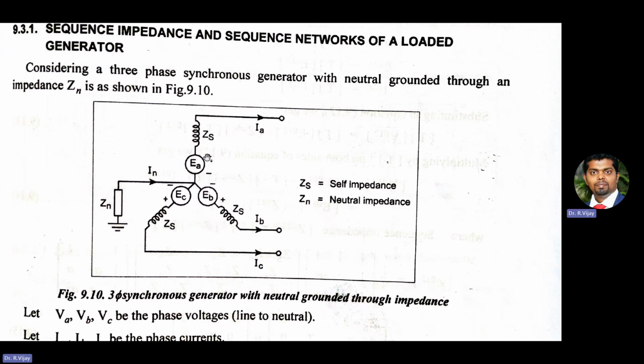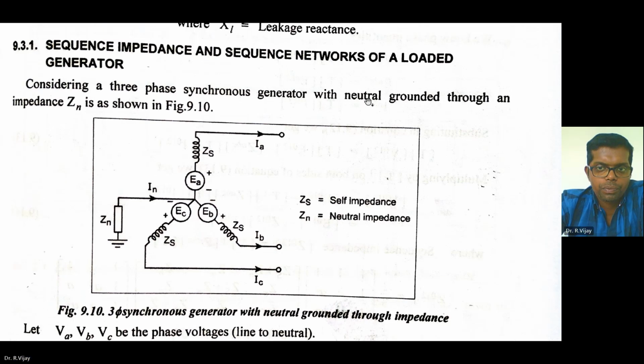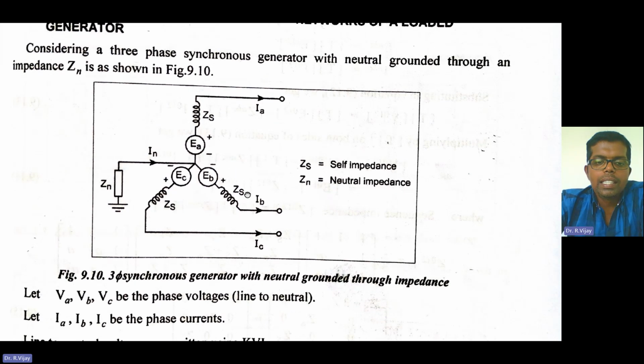The EA point having the impedance ZS, the EB point having the impedance ZS, and the EC point having the impedance ZS. That is, EA, EB and EC are the generated voltages, the EMF generated at phase A, phase B, and phase C, having the self impedance ZS, and the neutral is grounded through the impedance ZN, and the current is flowing in this direction. EA is plus and minus, EB plus and minus. So this is the three-phase synchronous generator with the neutral grounded through impedance.